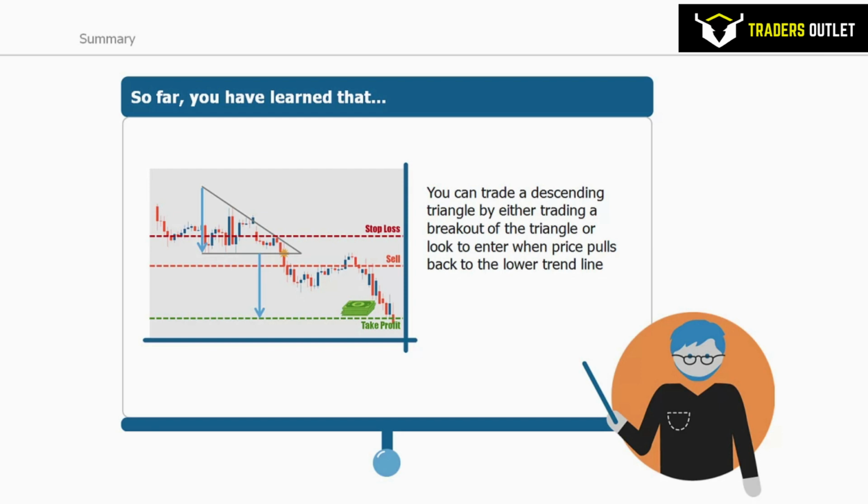To measure the profit objective, measure the height of the back of the triangle and extend this measurement from the breakout point where price broke out from the lower trend line.